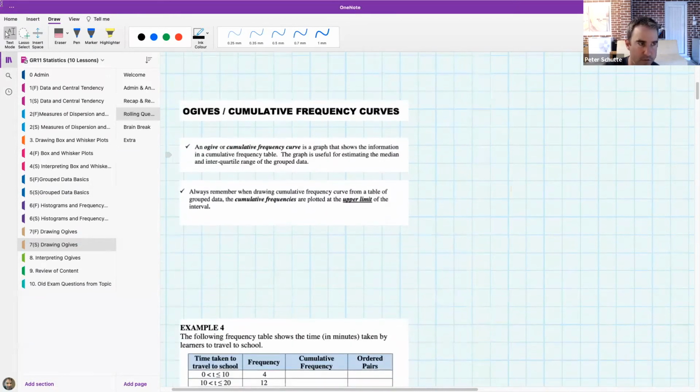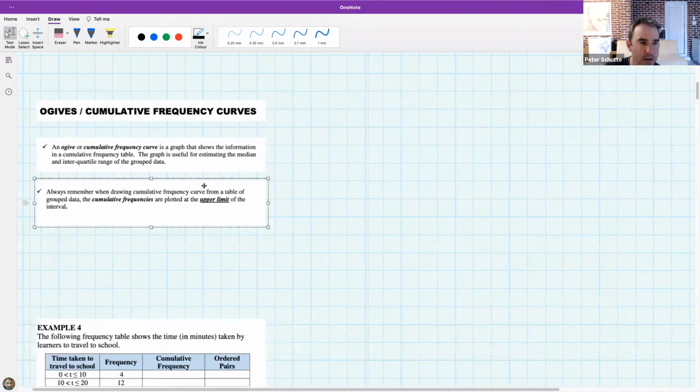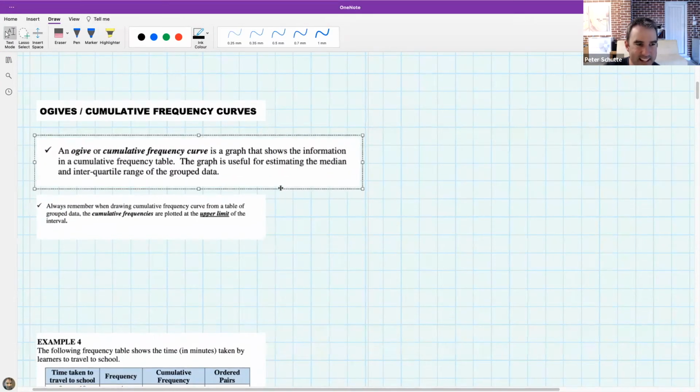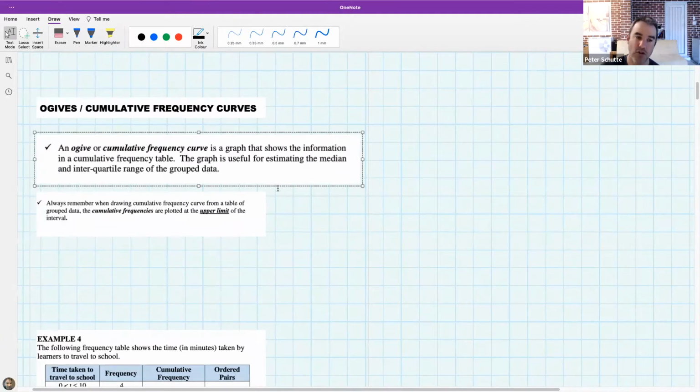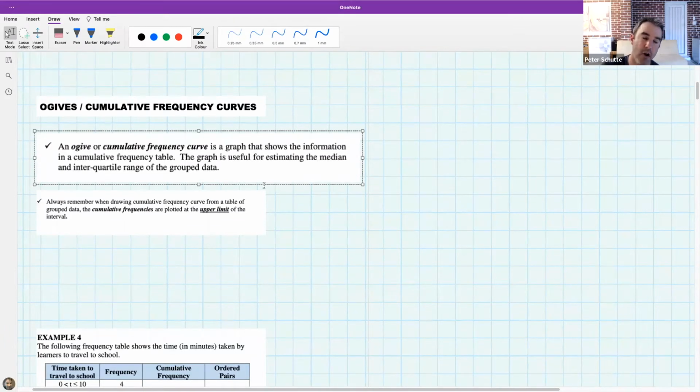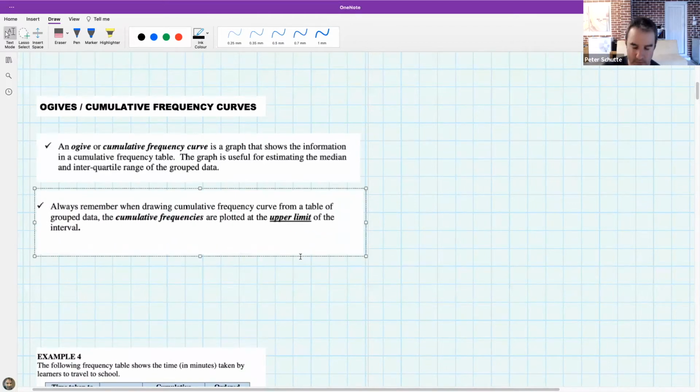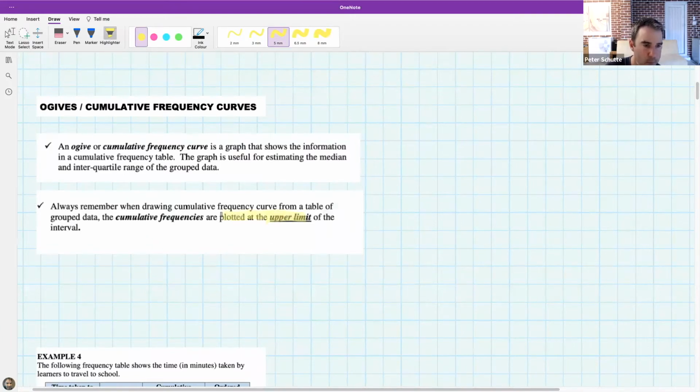cumulative frequency curve. Now, a cumulative frequency curve is a little bit different to the curves that we were studying before. Instead of having just a frequency column, we now need to add a cumulative frequency column. And instead of using the middle of the interval, the point is going to be plotted at the upper limit of the interval. Okay, so those are the two main things.